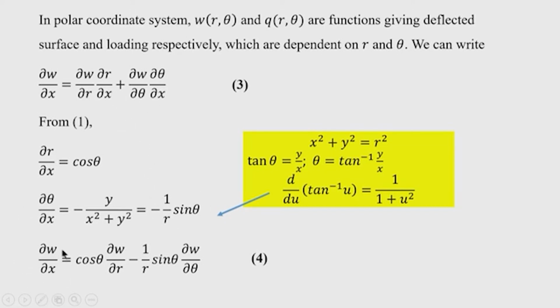Now, we substitute this: del w by del x equals cos theta del w by del r minus sin theta by r del w by del theta. So, first derivative is obtained. So, this task is completed.